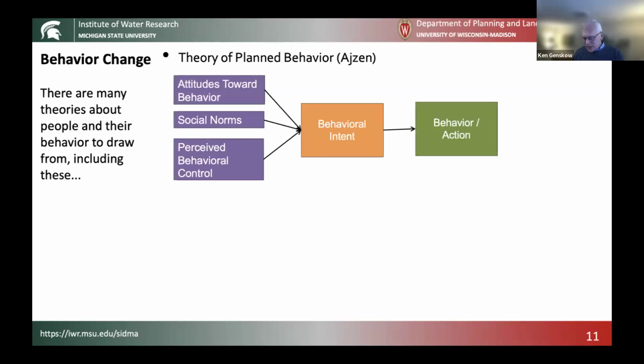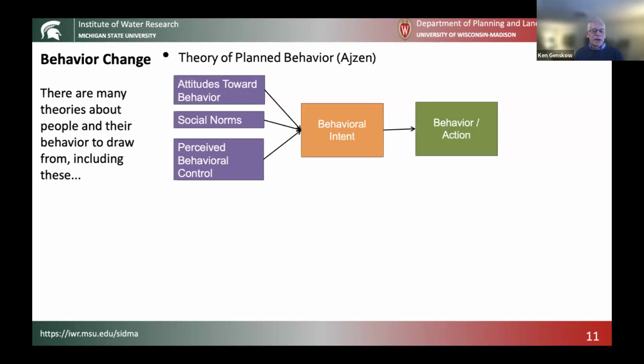It starts on the right, thinking that if someone actually is going to take some kind of action, if they're going to have a behavior, they first have to have some level of intent for that behavior. And that behavioral intent is influenced by three main categories of things. How do they feel about that behavior? Do they think it's worthwhile? Do they think it's effective, et cetera? What do the other people think about that behavior, the social norms? If they do this thing, what will others think of them?